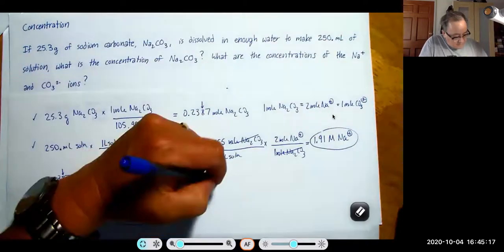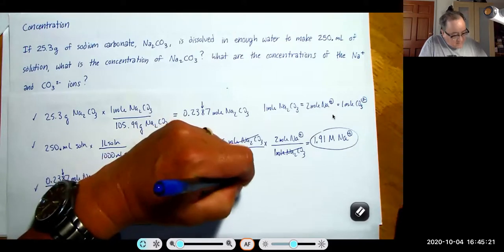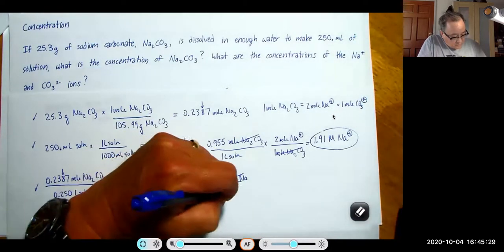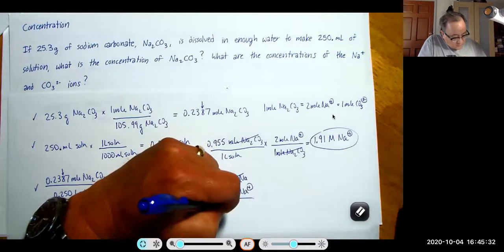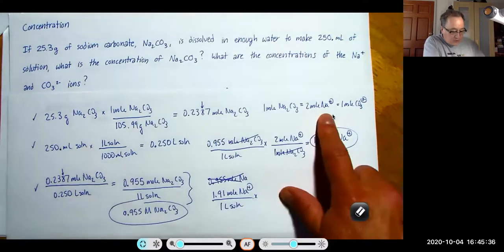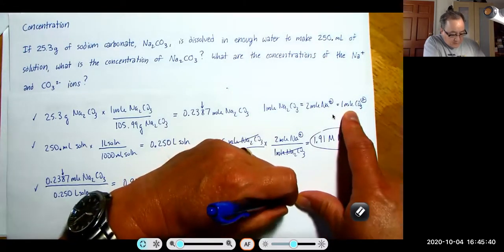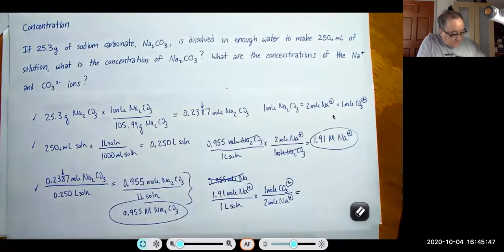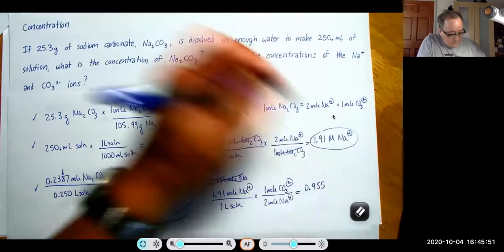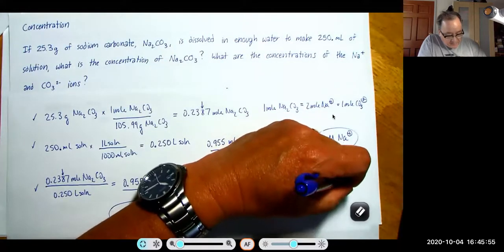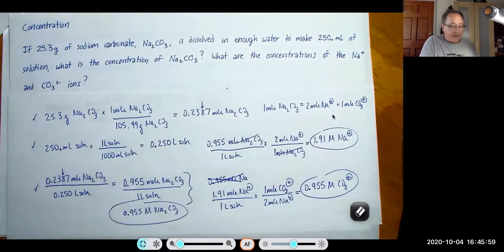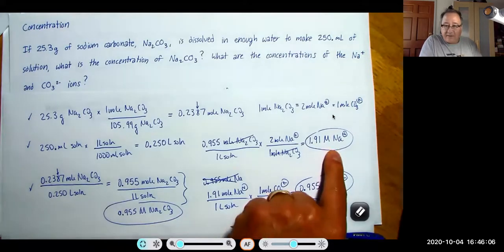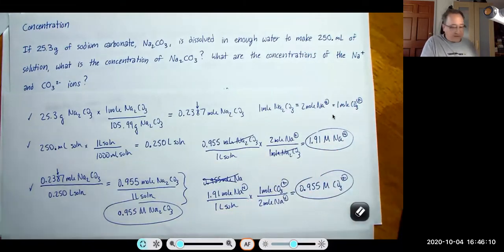Likewise, we would do the same thing. Actually, I'm going to do something different. I'm going to start with this 1.91 moles of sodium per 1 liter of solution, and I'm going to multiply by 1 mole of carbonate per 2 mole of sodium ion. And we're going to end up getting 0.955 molar carbonate. And there you go. We've calculated the concentration of the sodium carbonate in solution, the concentration of the sodium ion in solution, and the concentration of the carbonate ion in solution.